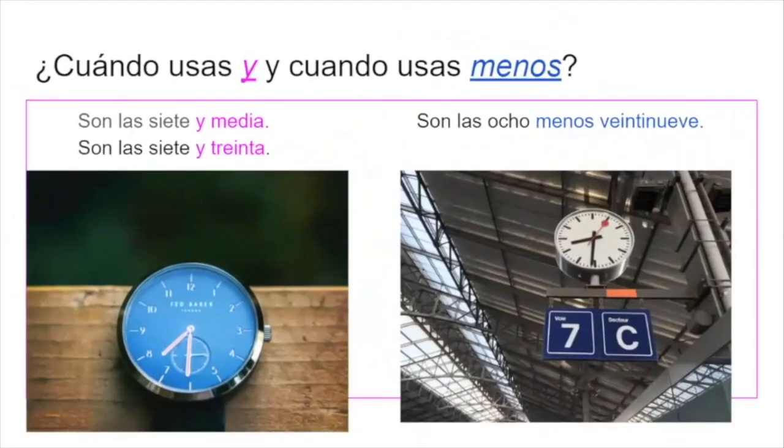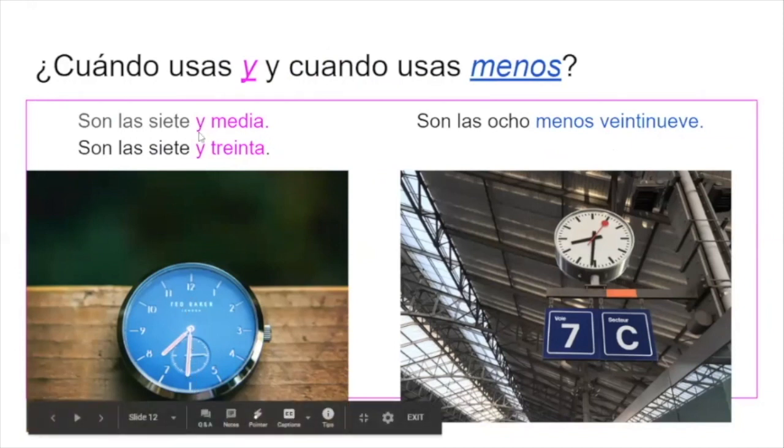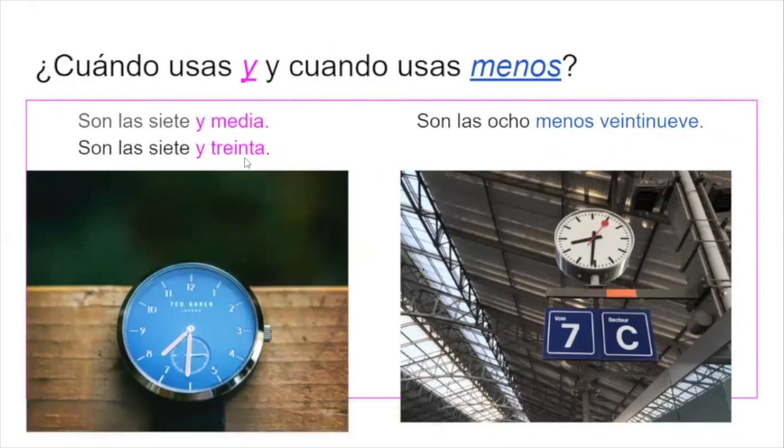¿Cuándo usas y y cuándo usas menos? Ya hemos hablado de esto un poquito. Son las 7:30. Está exactamente en el centro. 1:30. Y until we pass the half hour, we stay with y 30 or y media, half of an hour. Pero aquí tenemos son las 8 menos 29. 29 minutes till 8. Pero la mano grande está a la izquierda. Usamos menos.